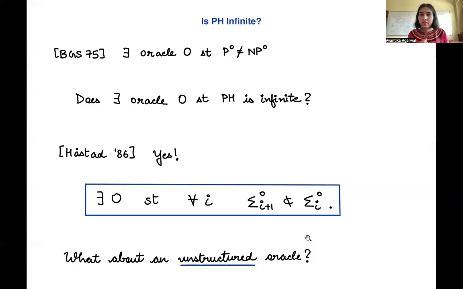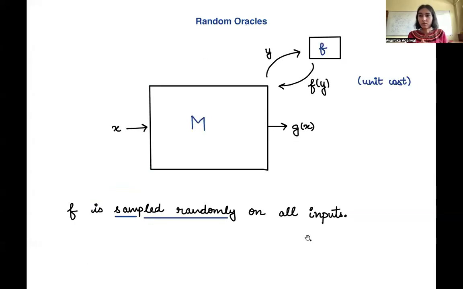But both of these oracles, the Baker-Gill-Solovay construction as well as the Håstad construction, were very contrived oracle constructions created just for the purpose of showing that P is not equal to NP or PH is infinite. So then it's natural to wonder whether you need all the structure in your oracle in order to be able to show such a result, or whether you can also show such a thing for an unstructured oracle. So what do I mean by an unstructured oracle? In this talk, we'll model an unstructured oracle using a random oracle.